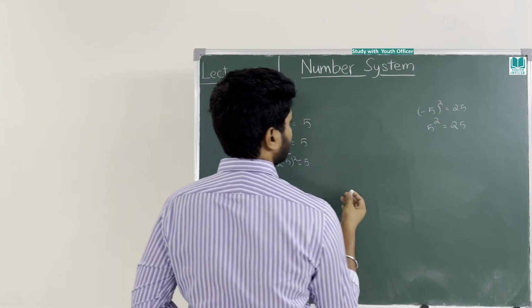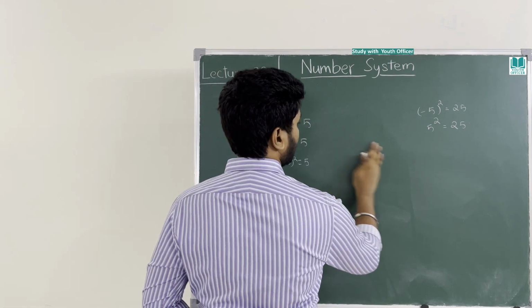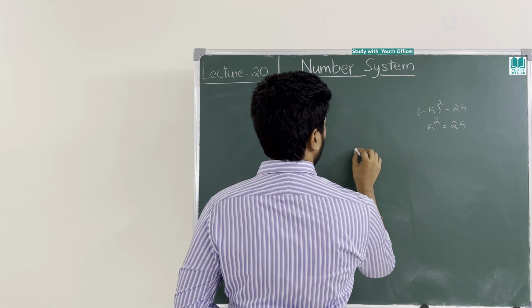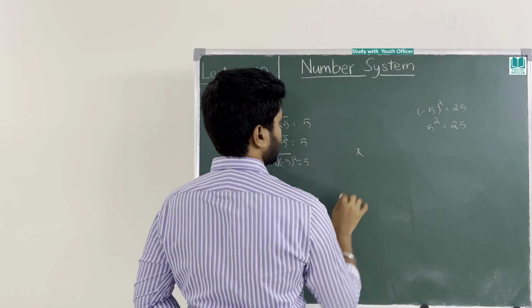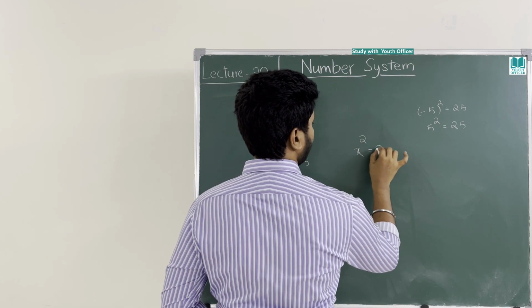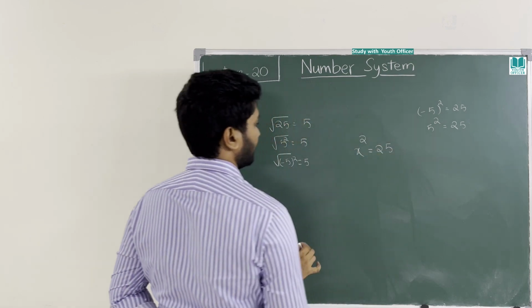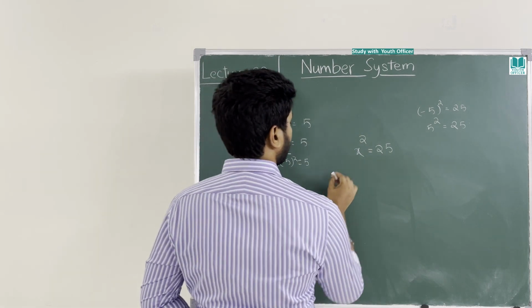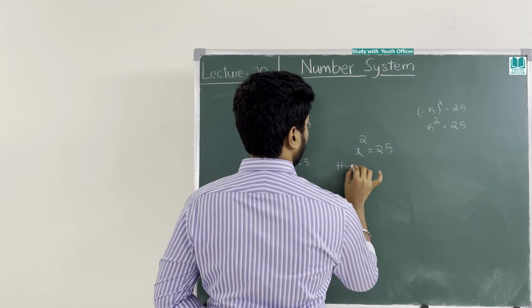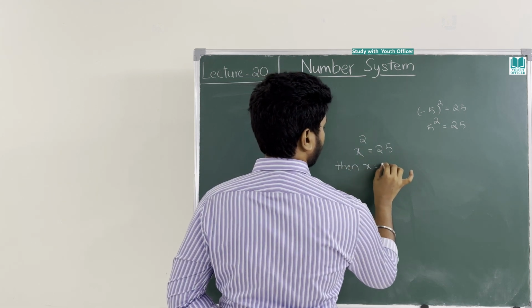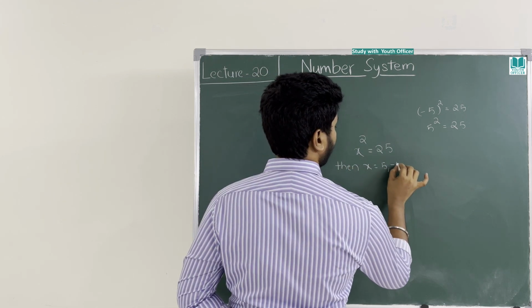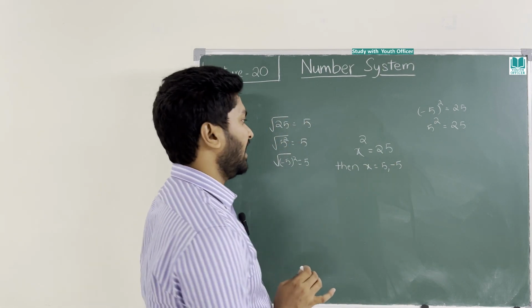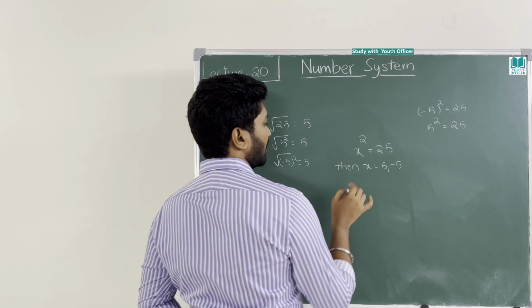There is a small catch here, okay. If x square equal to 25, then x can be 5 or minus 5, okay.